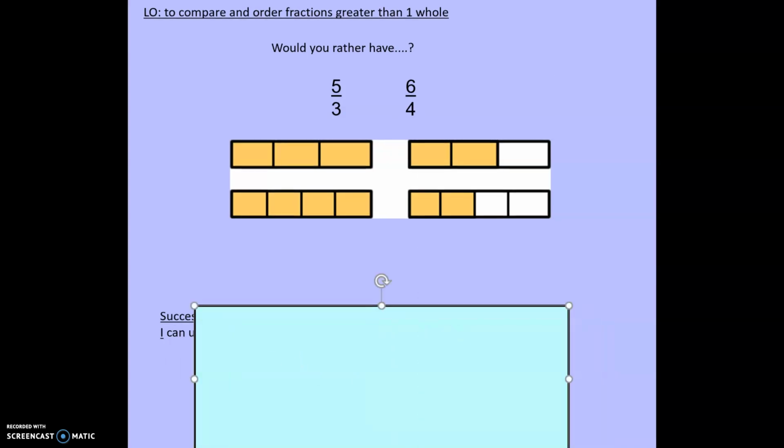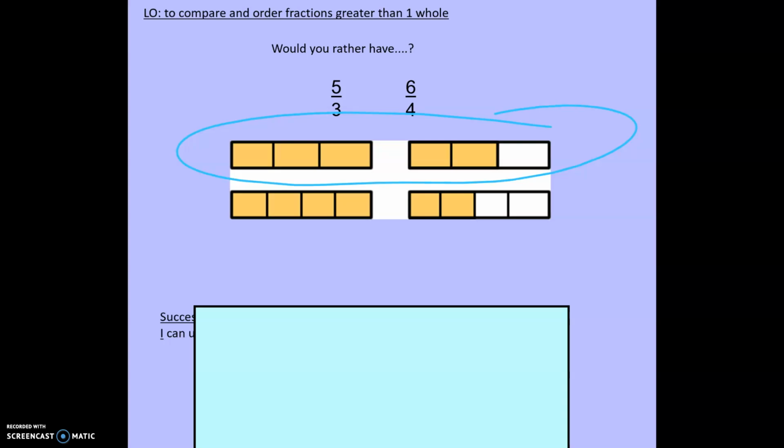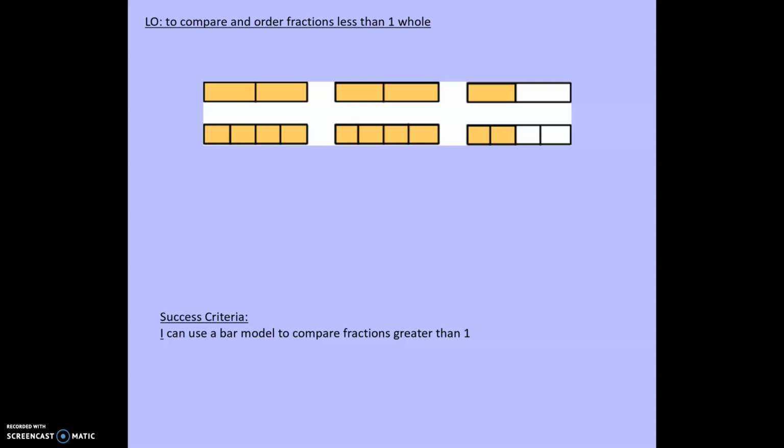So up here we have 5/3. And this one shows us 6/4. Now if we look at the one that goes out the furthest, this is where our line would be. So you can quite clearly see that 5/3 is greater than 6/4 because 6/4 goes to here and 5/3 goes all the way out to here. So if I was having that bar of chocolate, I would prefer to have 5/3. Let's look at the next one.